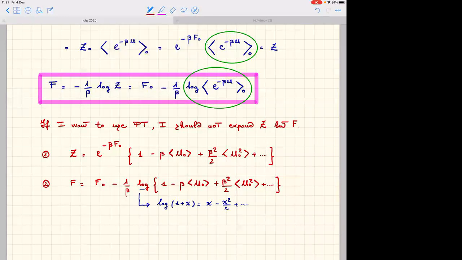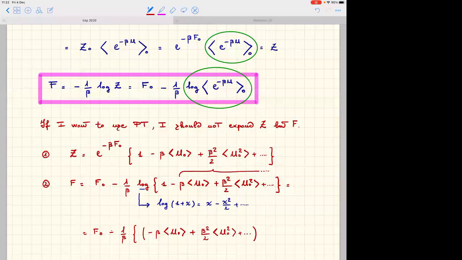Therefore, when I expand what is written up here, what I get is F naught minus 1 over beta, and then I get x. So what is x? x is this. So I get minus beta times minus beta U naught plus beta squared over 2 U naught squared plus etc., etc. So this is my x.